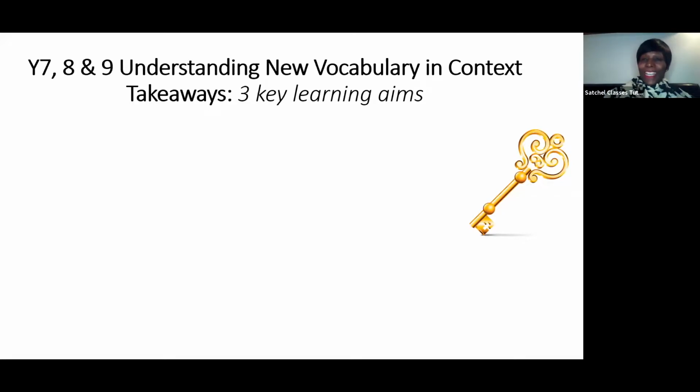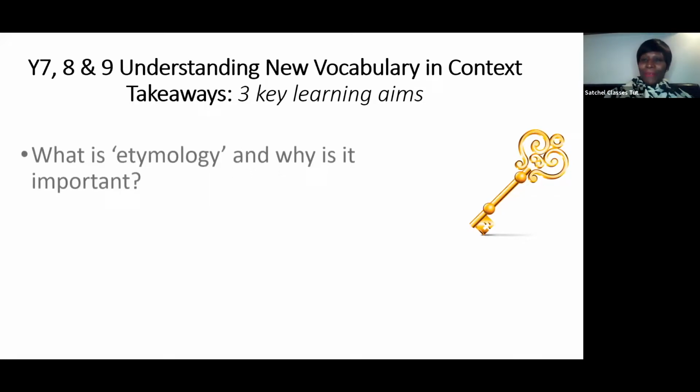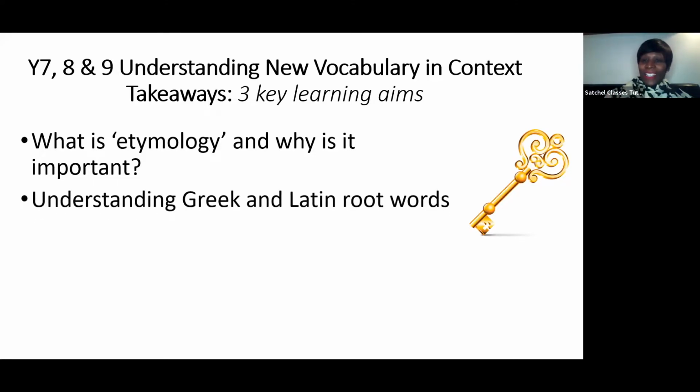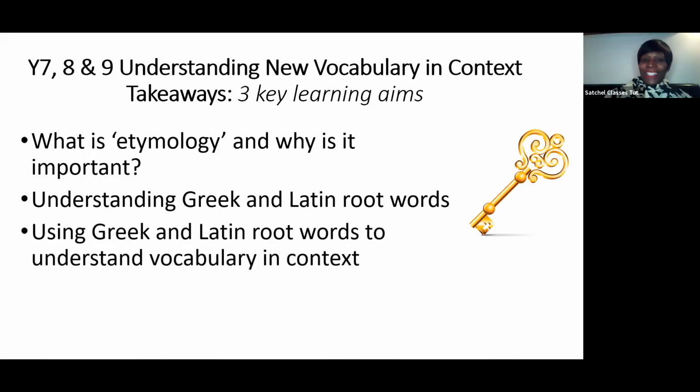Now, there are three key learning aims, three key takeaways. First of all, we're going to understand what etymology is and why it's important. We're going to understand Greek and Latin, Roman words, and then understanding the root words to understand vocabulary in context.